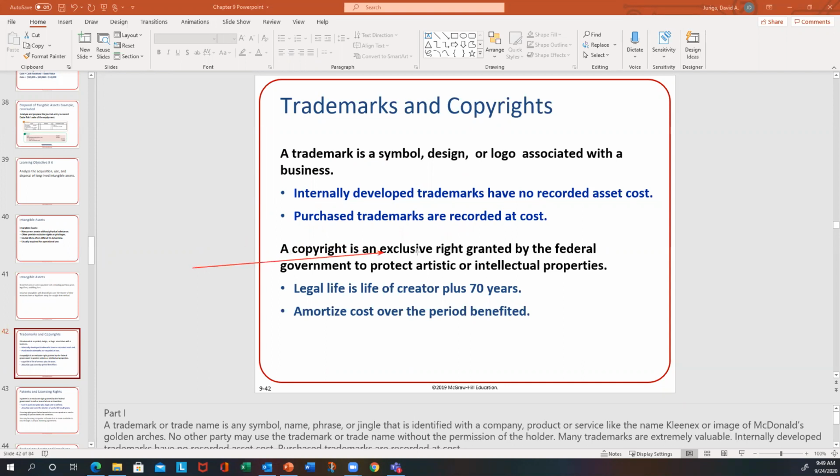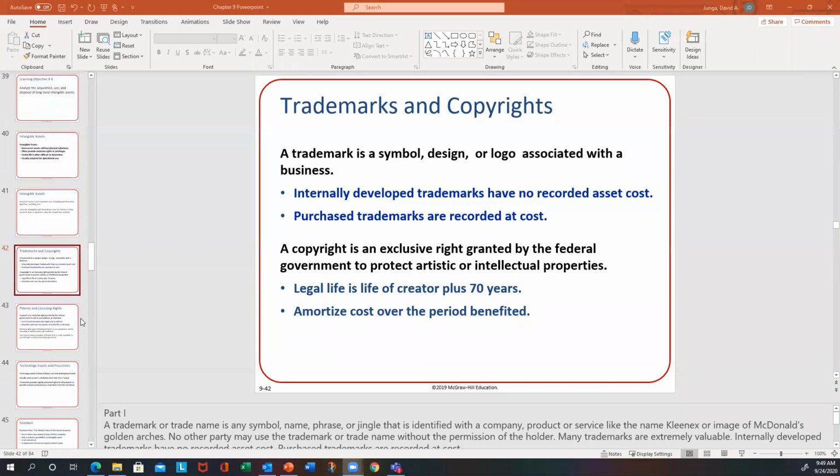Copyright, again, is the exclusive right granted by the federal government to protect your artistic and intellectual properties. This is really, really big in the music industry when people are trying to steal music. The treatment is you amortize it; the legal life is the life of the creator plus 70 years. You amortize the cost over the period of benefit. So it's still that same matching principle concept you use with depreciation.